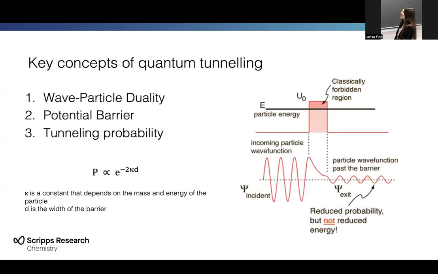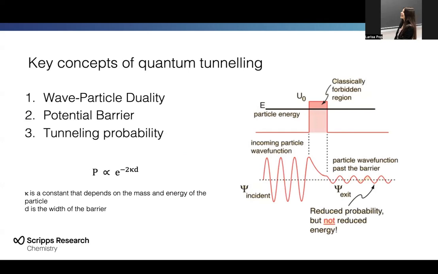To understand quantum tunneling, let's break it down to a few concepts. Wave-particle duality is the first one. In quantum mechanics, particles such as electrons exhibit both particle-like and wave-like properties. This duality is described by their wave function, a mathematical function that provides information about the probability of finding a particle in a particular location.